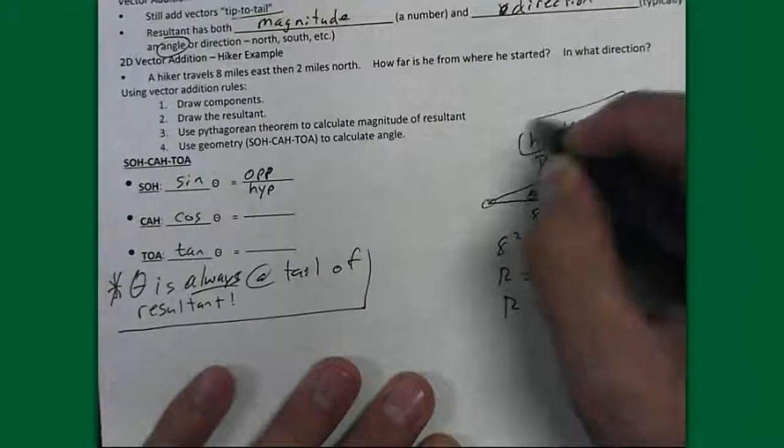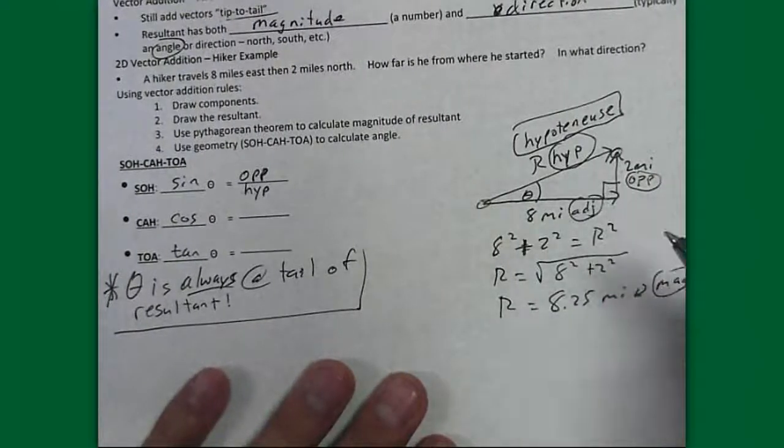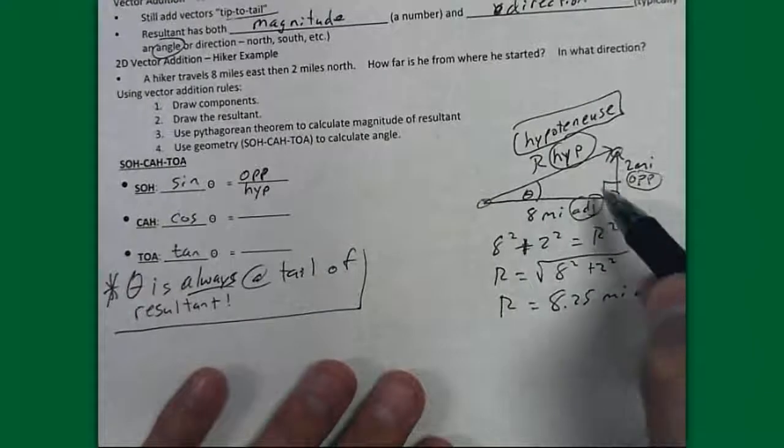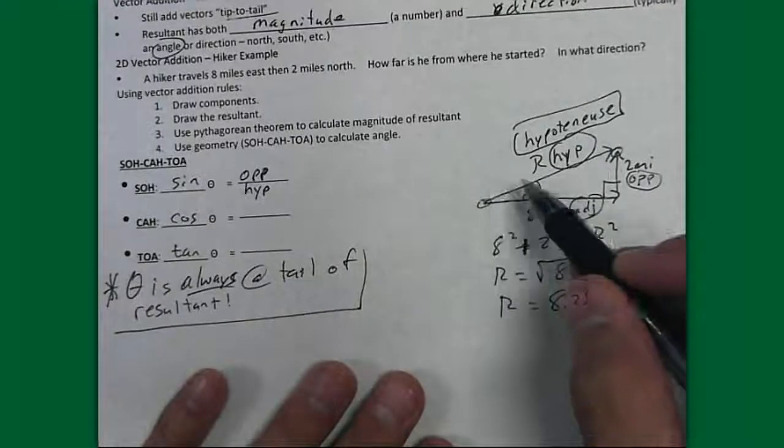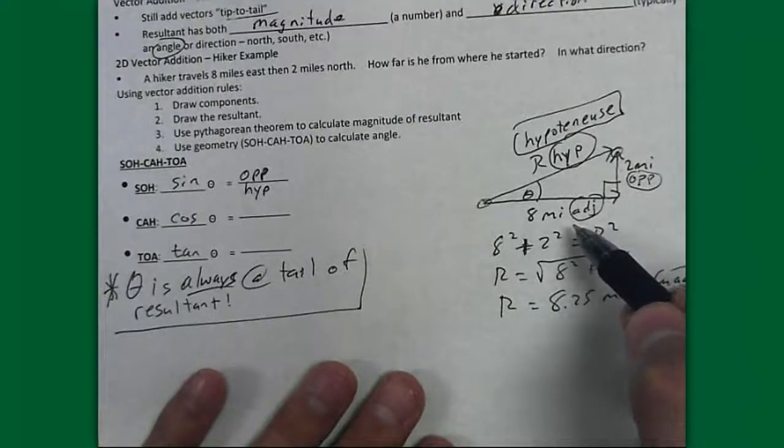The hypotenuse is the side that is always opposite the right angle. Opposite, adjacent, hypotenuse. Hypotenuse will always be this side, and the opposite and the adjacent side may change based on which angle you're talking about.